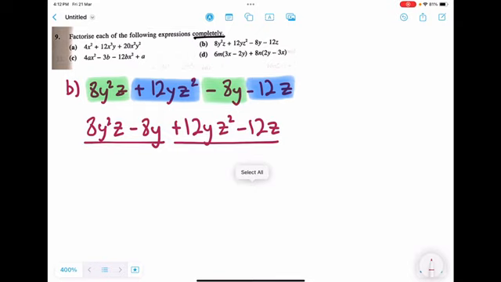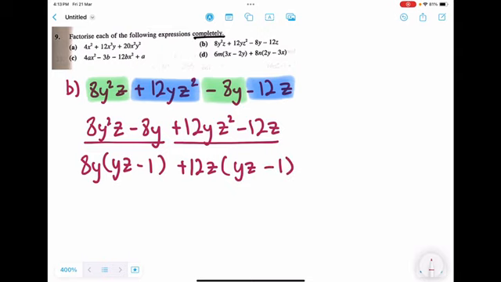So looking at the first part over here, I have 8y squared z minus 8y. What I can do is to factorize out 8y. What I'm left with is yz minus 1. And then looking at the other side, what I can factorize out is positive 12z, and what I'll be left with is yz minus 1 as well. Now looking at this, I can see that what is inside my bracket is exactly the same. So what I can do is to factorize that out. And what I'm left with is 8y plus 12z times yz minus 1.